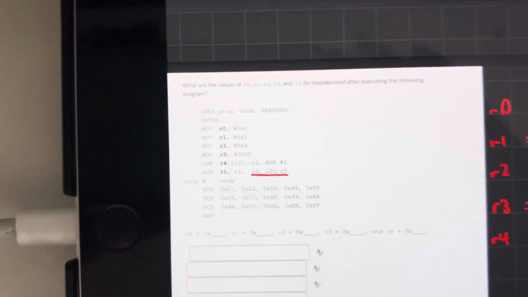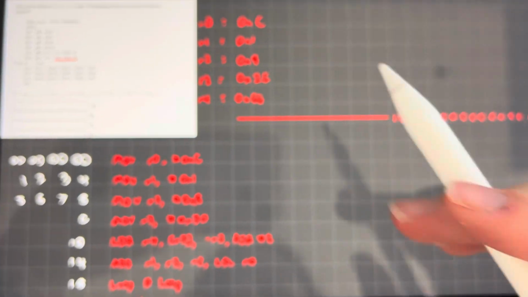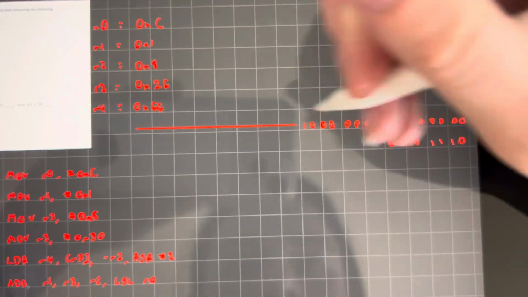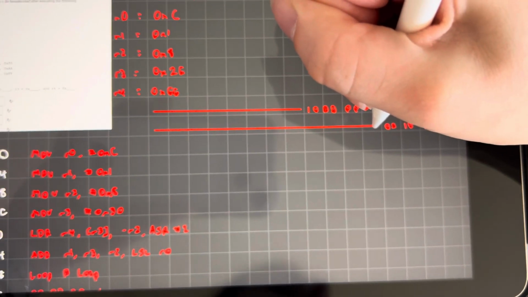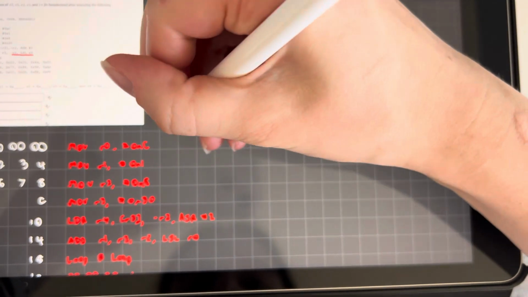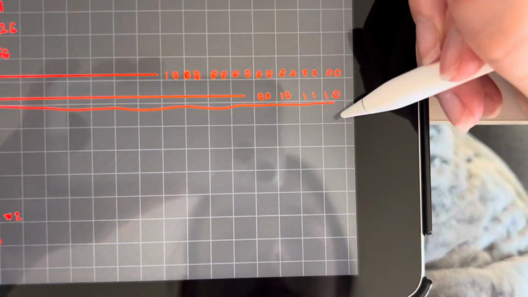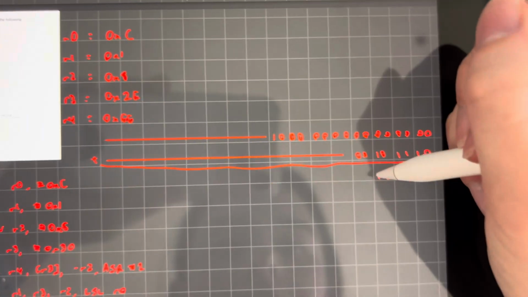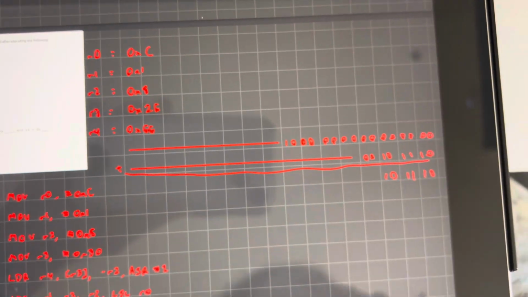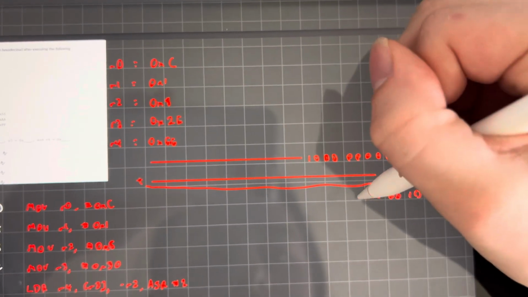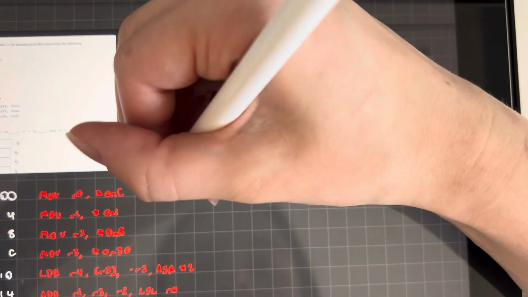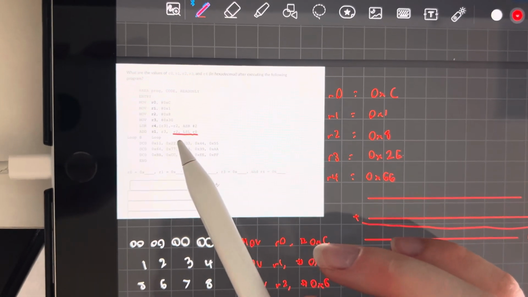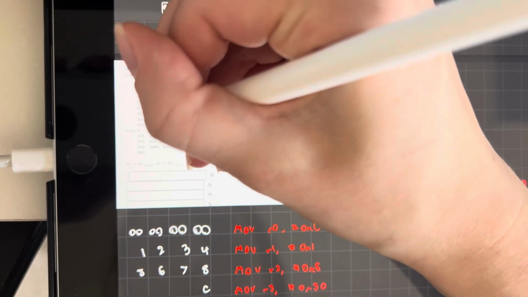Then we add it to R3, and R3 we said is 2E. E is 1 1 1 0, and 2 is just 1 0. Got it? Okay, now we're going to add them. 0 plus 0 is 0, 0 plus 1 is 1, 1, 1, 0, 1, and then 0, 0, 0, 0, 0, 0, 0, 0, 0, 1. The rest are just 0 plus 0. So we just did this plus this, and then we store that in R1.